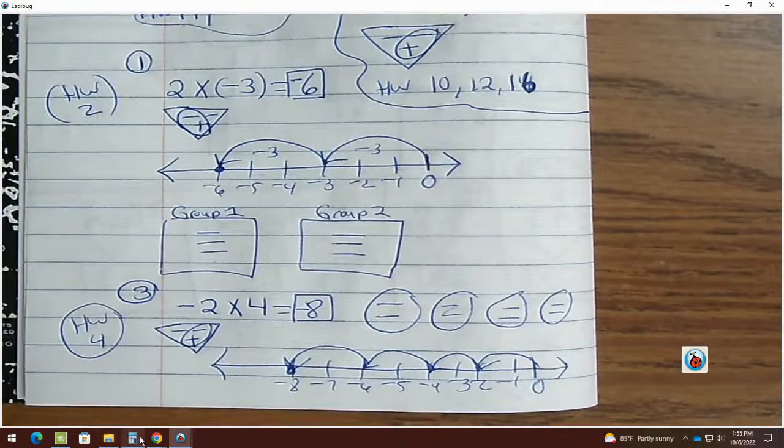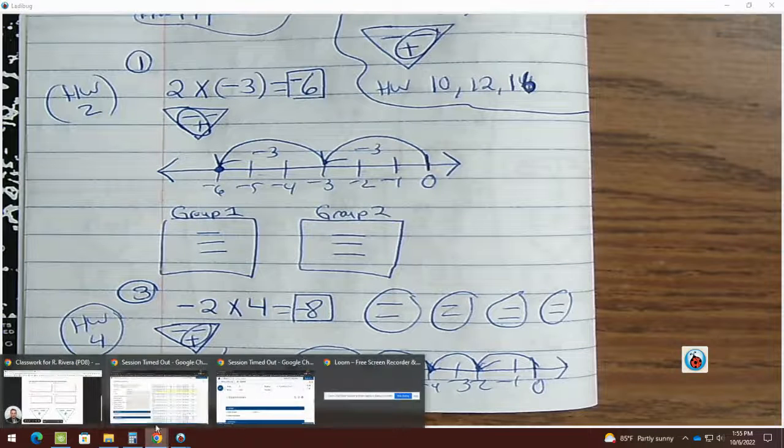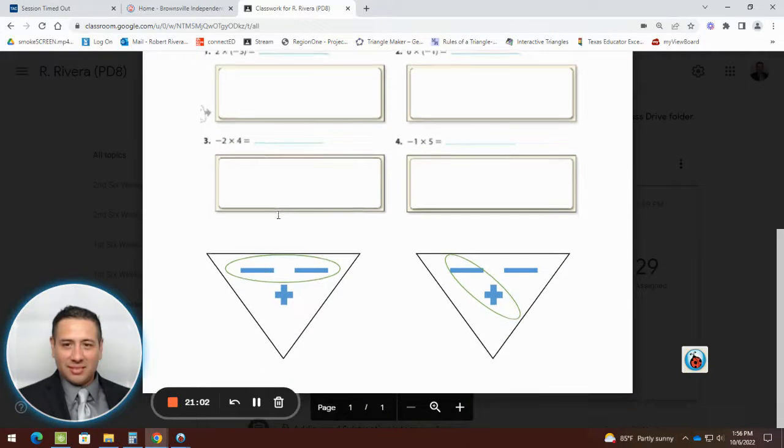Now, where do I find this homework? It's in the Google Classroom. It's this guy. Now, let me talk about this on the bottom. This on the bottom is just a summary of what we just learned. When you're multiplying two negatives, what's the answer going to be? Positive. When you're multiplying a negative and a positive, what's the answer going to be? Negative. Si tú estás multiplicando negativo con negativo, la respuesta es positivo. La que no circula esa es la respuesta. Si estás multiplicando negativo con positivo, la respuesta es negativo.